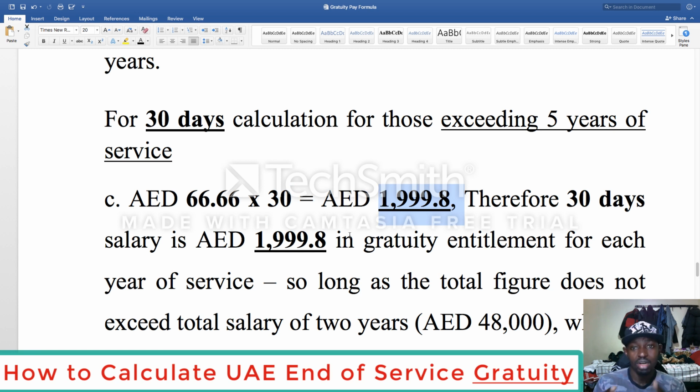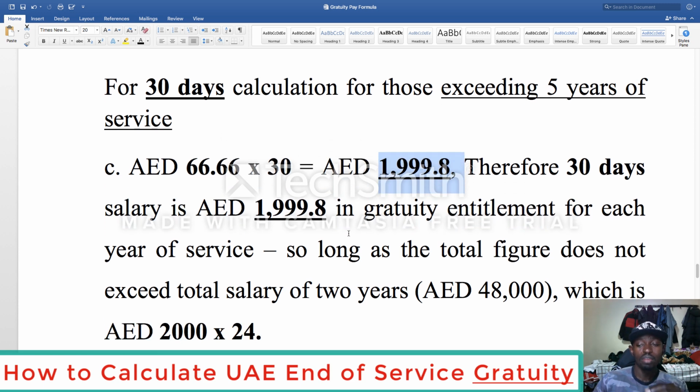This is the amount of gratuity that you're entitled to for 1 year of service, so long as the total figure does not exceed the total salary for 2 years. So if you work for 5 years, 6 years, 7 years, 8 years, take this amount and multiply by the 8 years. But you have to know that the total gratuity for the number of years you have worked must not exceed your total salary for 2 years. That is the law.